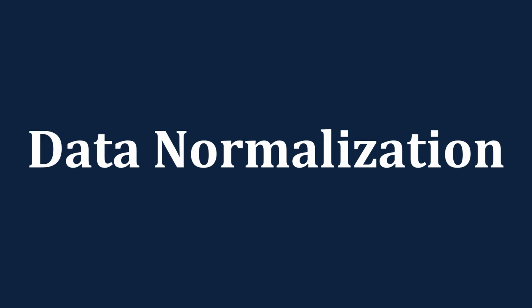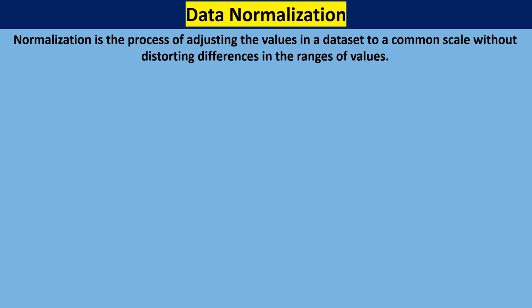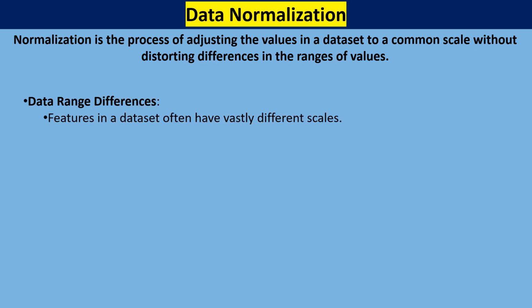Normalization, data normalization. Normalization is the process of adjusting the values in a dataset to a common scale without distorting differences in the range of values. The goal is to prevent features with large range from dominating others, ensuring equal contribution from all features.